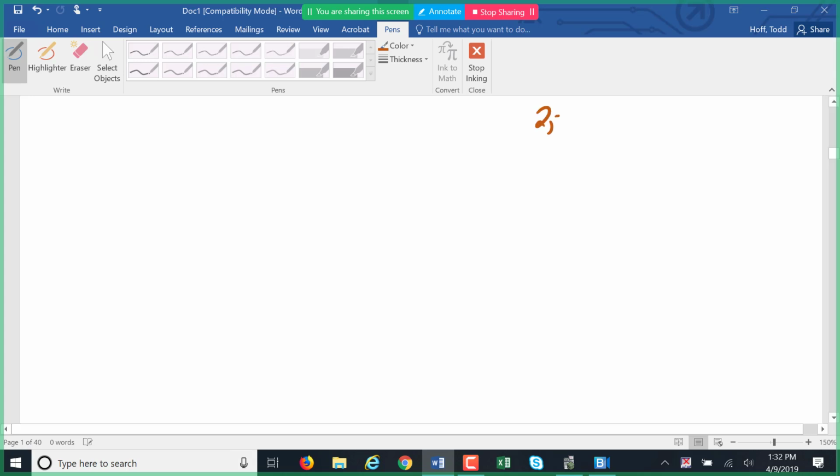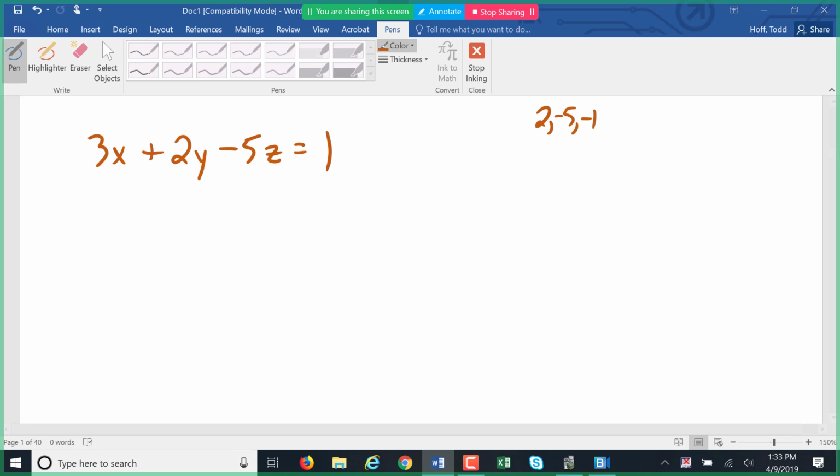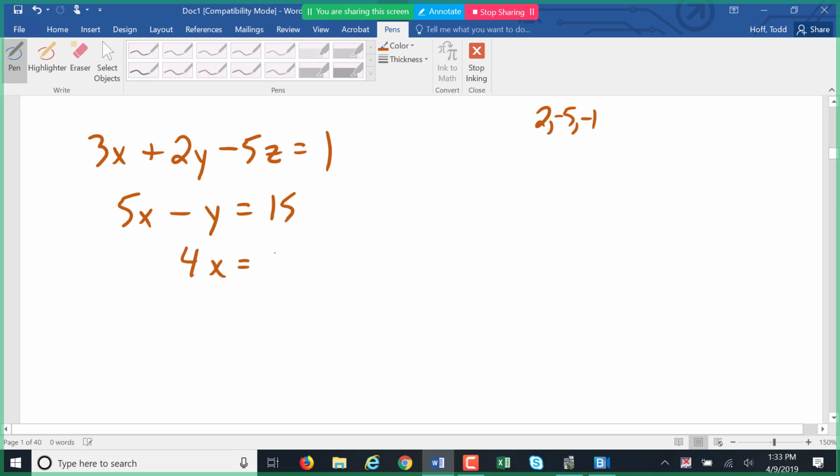Let's look at something like this. We might have 3x plus 2y minus 5z equals 1. 5x minus y equals 15. And you might have 4x equals 8.